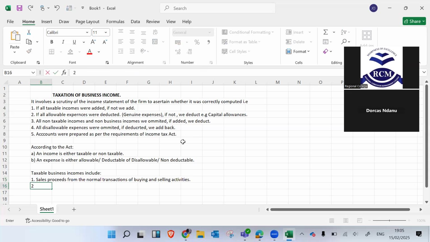Another taxable business income is discount received. Obviously we know that. And on the other side, discount allowed is an allowable expense. Discount allowed is an allowable expense.